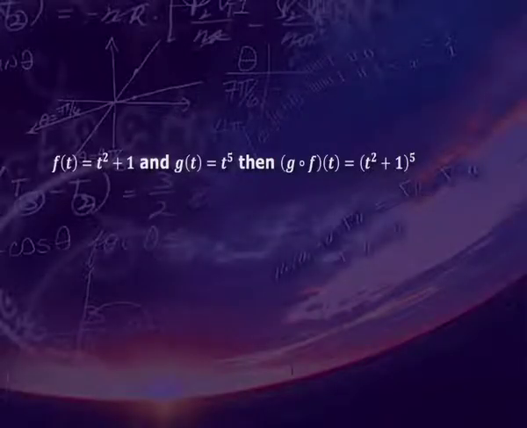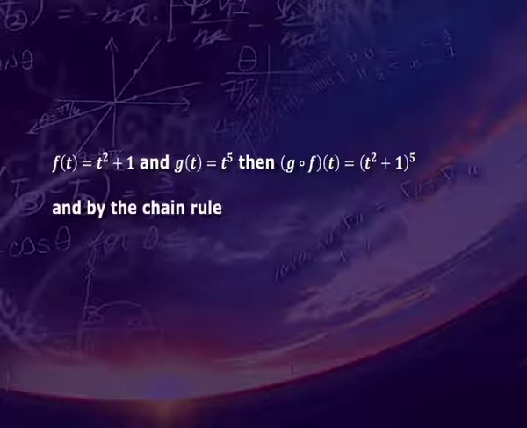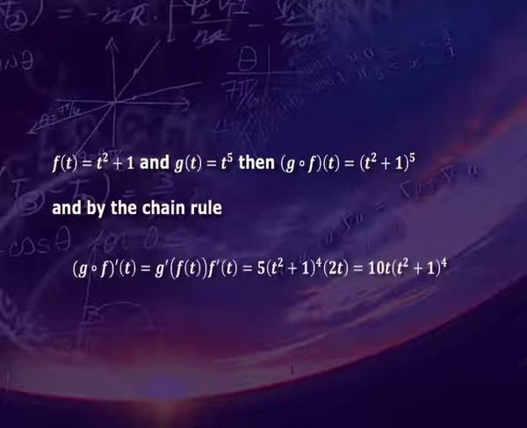On the other hand, if we define f(t) = t square plus 1 and g(t) = t^5, then g∘f(t) is the fifth power of t square plus 1, and by the chain rule (g∘f)'(t) is equal to g'(f(t)) multiplied by f'(t), which is equal to 5 times the fourth power of t square plus 1 multiplied by 2t, and this is equal to 10t multiplied by the fourth power of t square plus 1.